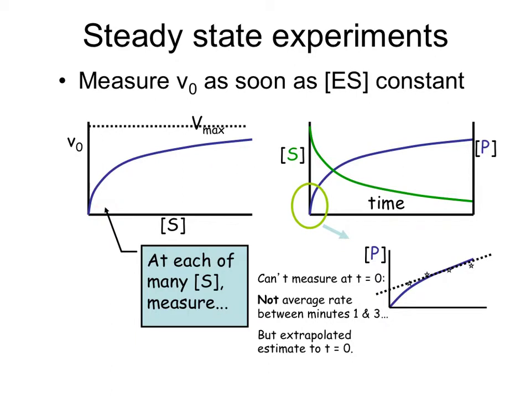So we're looking at product formation. As a product is being formed, if we looked at the substrate, the substrate will be declining. When we look at this region over here, we can't measure the time at 0, and it's not an average rate between minutes 1 and 3, right? But it's extrapolated to figure out what time 0 is.